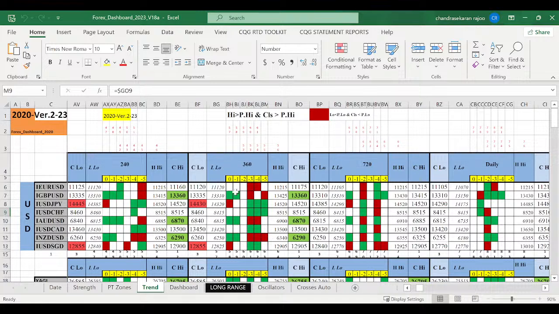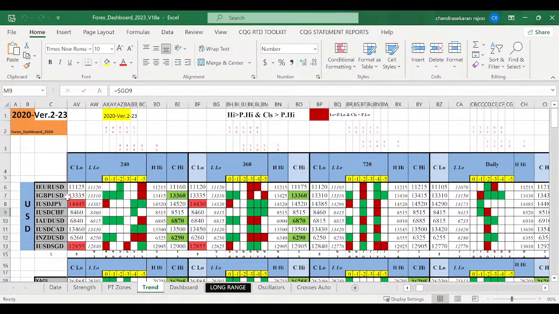But on our 360 and 720, we got a signal from the pound, we got a signal from the dollar yen, and we got signals from Aussie dollar buy, New Zealand dollar buy and dollar sing sell. So we'll try to concentrate on all these 5 currencies. Pound buy, dollar yen sell, Aussie buy, New Zealand buy, and dollar sing sell. Write down all this, take a screenshot, then when we give the signals, it will be better.